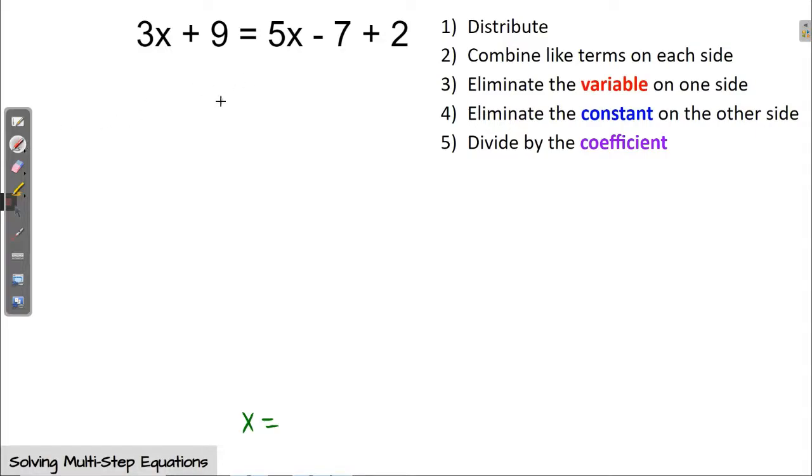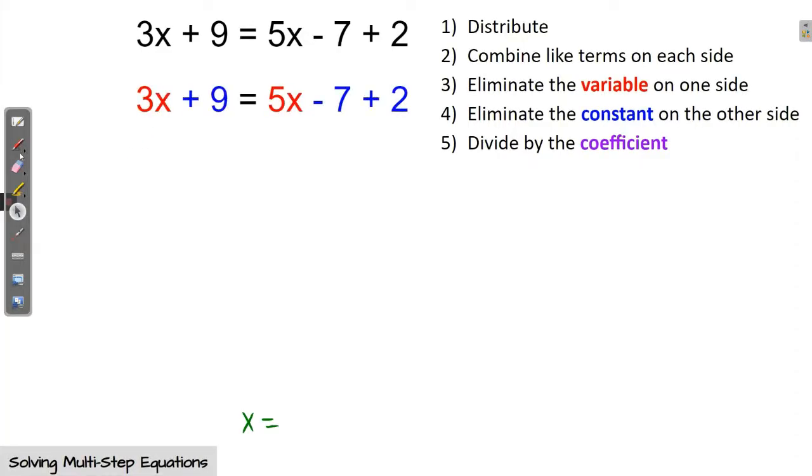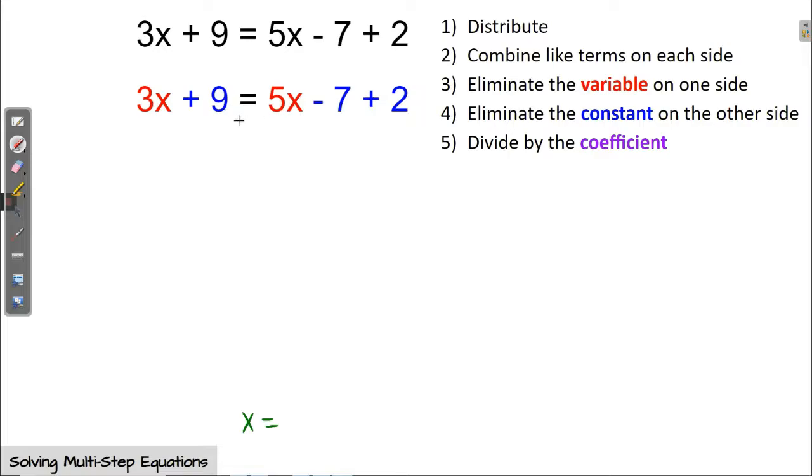Not all steps will be used in every single equation, but here I'm just going to walk you through this example problem. First, I'm going to rewrite this equation, but I'm going to color coordinate it. The red represents my variables, and the blue represents my constants. Remember, the variables are the ones with the letter, constants are just the regular numbers. So basically, my goal is to get the variables on one side of the equation and the constants on the other side.